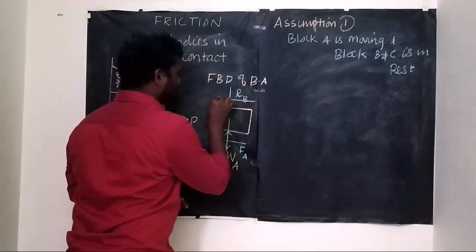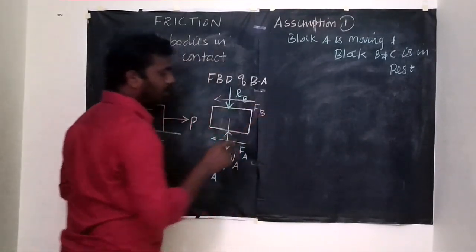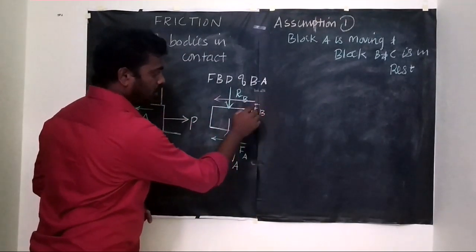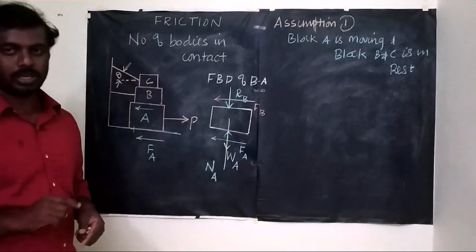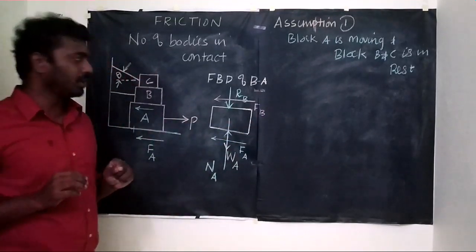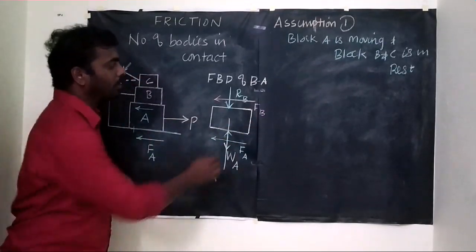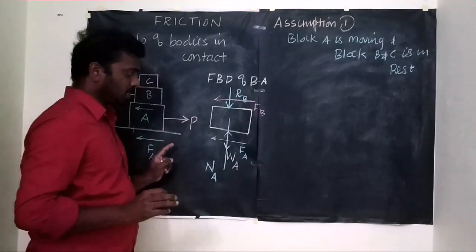This is my limiting friction force, F suffix B. Why did I mention the B here? Because this friction value depends upon the surface finishing of block B. So this is very important. When you draw the free body diagram, you must be aware of this. Okay, then is anything missing here?